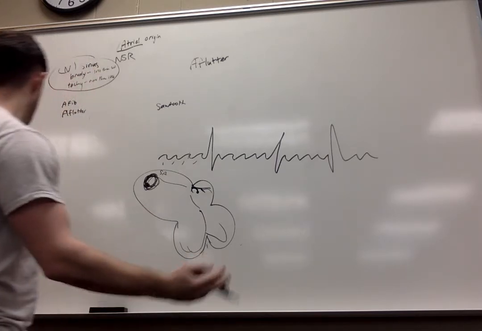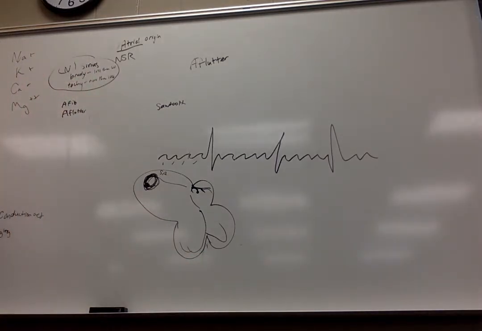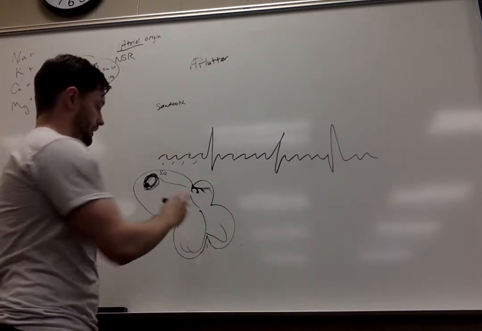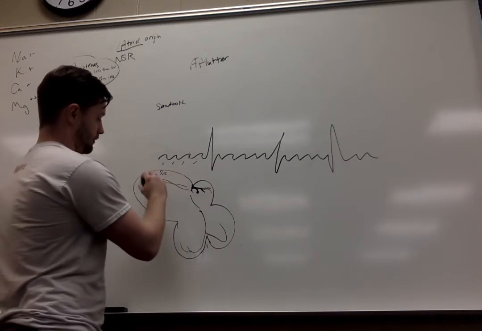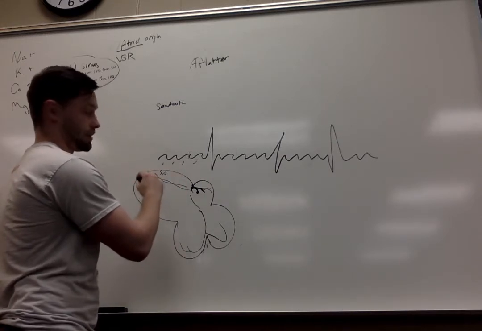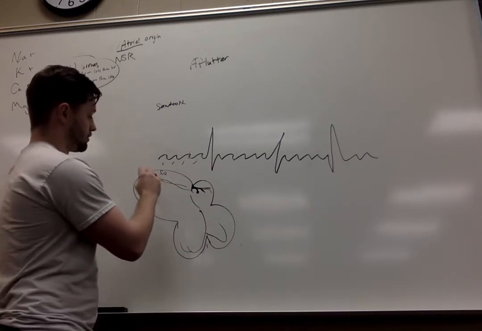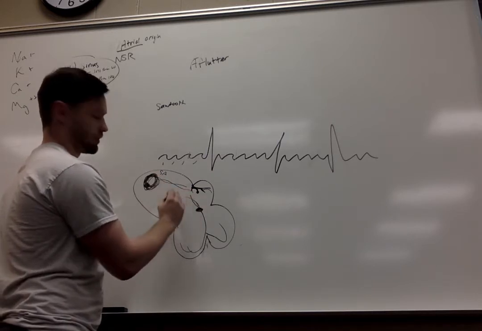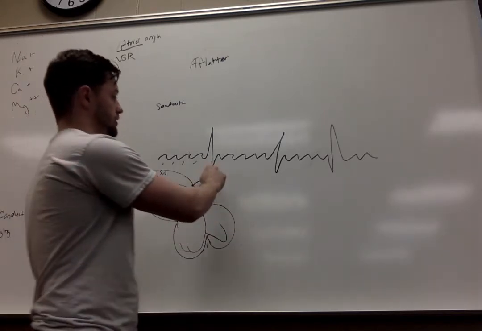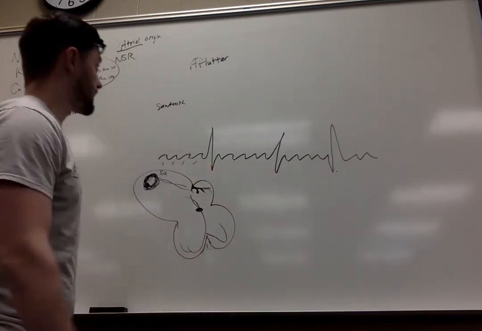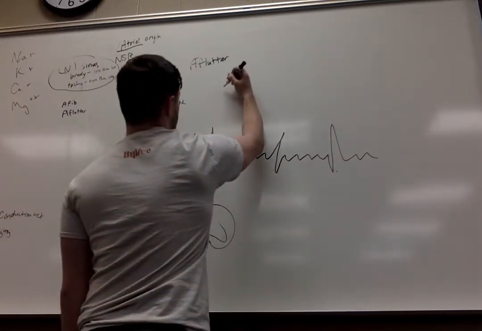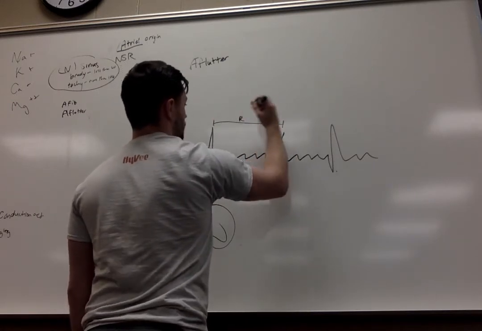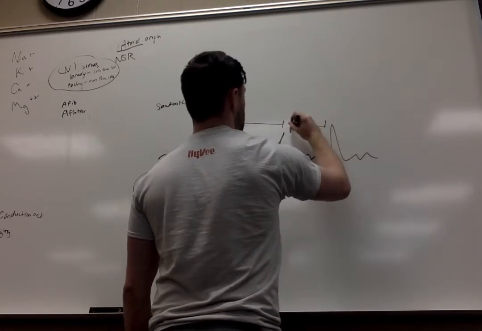Now, the whole bouncer thing applies to this like it does in a fib. It's going to pick and choose the impulses it wants. So this is shooting, it can be 200 impulses a minute. This AV node is going to pick and choose which impulses it wants. And that's where you get your QRSs. Two things about a flutter. You can have a regular R to R, or you might have it irregular.